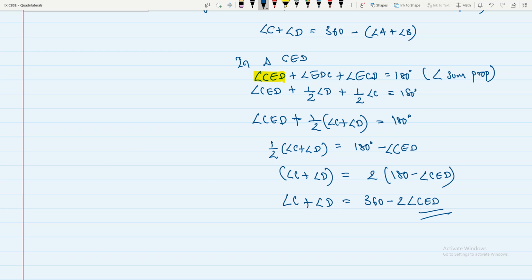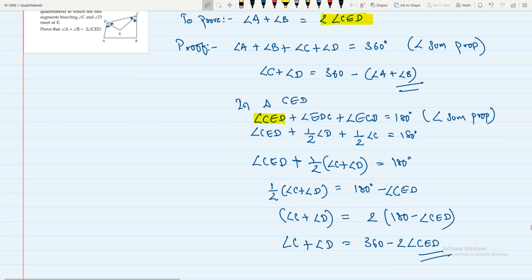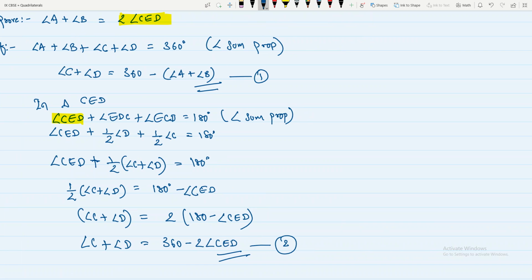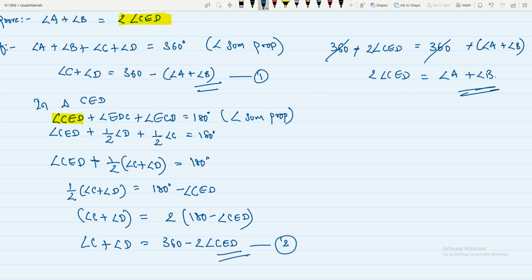So now I have got the value of angle C plus angle D. Already here we have an expression for angle C plus angle D. So what we are going to do is substitute the value of angle C plus angle D in equation number 1. So in place of angle C plus angle D we will write 360 minus 2 times angle CED is equal to 360 minus angle A plus angle B. 360 cancels 360, the minus signs cancel, and 2 times angle CED becomes equal to angle A plus angle B. That's what you needed to prove.